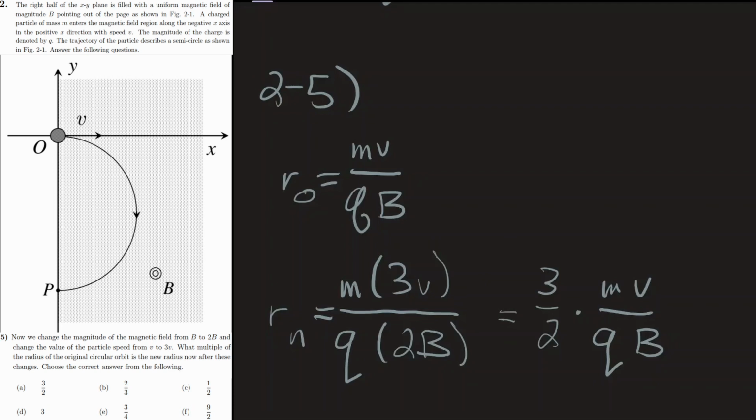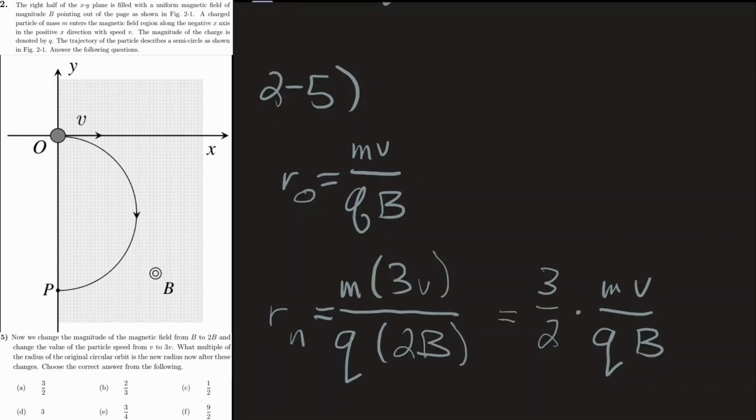Finally is part 5, which says, now we change the magnitude of the magnetic field from B to 2B and change the value of the particle speed from v to 3v. What multiple of the radius of the original circular orbit is the new radius now after all these changes? Choose the correct answer from the following.